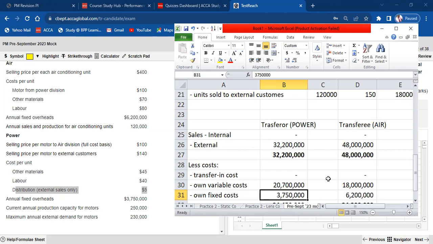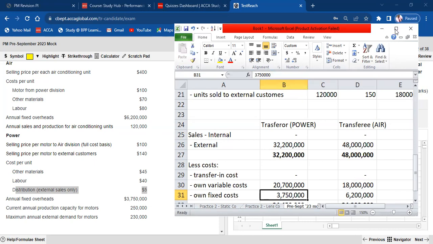The assumption is that because of the current arrangement, Power division will not exhaust its full capacity. It will make only 230,000 units and spend on that. All right. Transferee will spend the same 70 plus 80, 150 on its 120,000 units. It won't change. Fixed cost won't change.